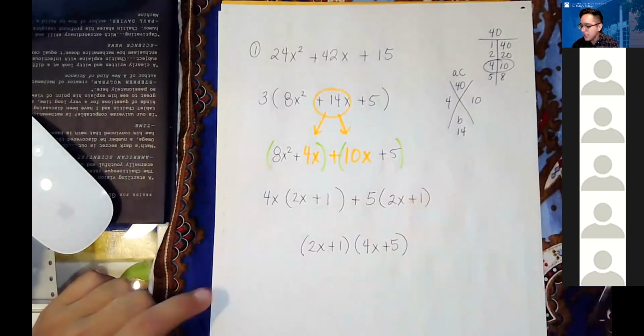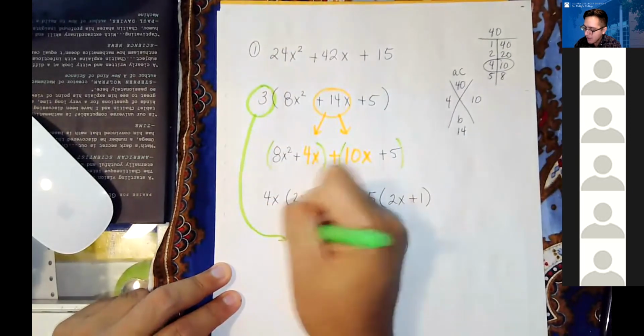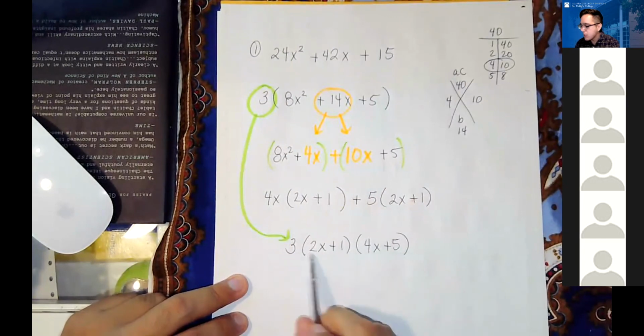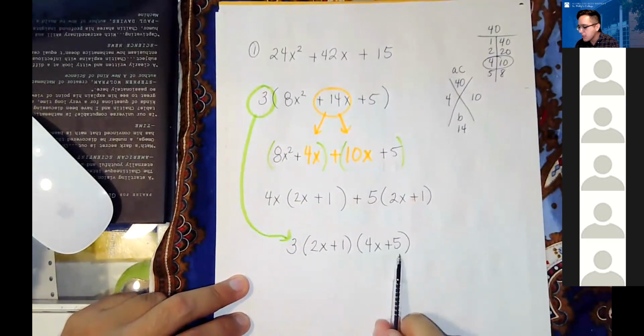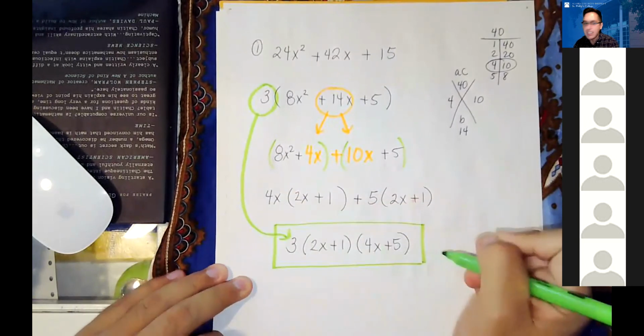But you absolutely cannot forget that we factored out the GCF at the very beginning. So our final answer should be 3 times 2x plus 1 times 4x plus 5. And that would be the full factorization.